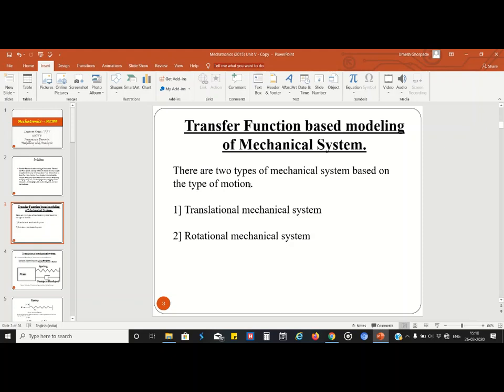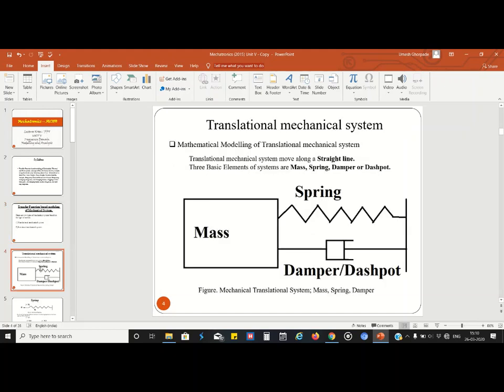So there are two types of mechanical systems. First one is the translation mechanical system, second one is the rotational mechanical system. So first we discuss in detail the mechanical translation system.